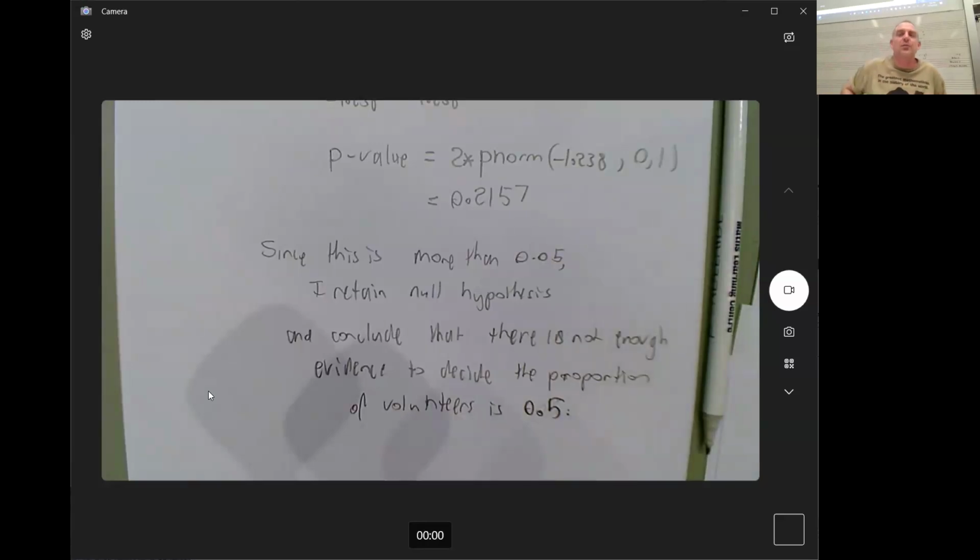That wasn't the original question that we asked, but that's the answer I have to give. So if my p-value had been low, I would have concluded that it's under 0.5.